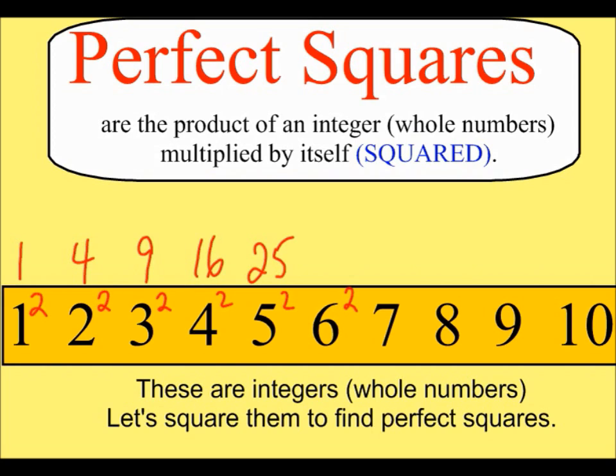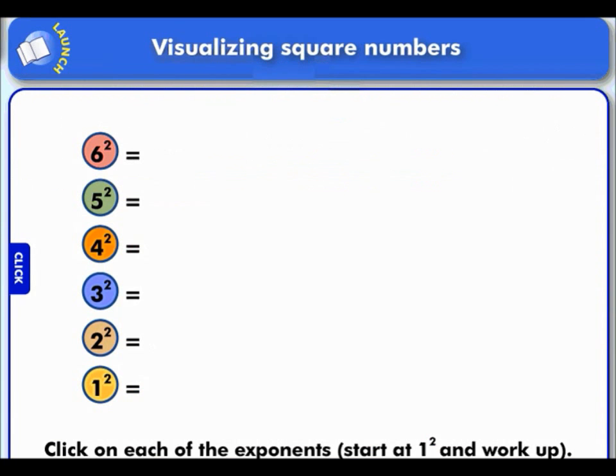6 squared, 6 times 6. 36 is a perfect square. 7 squared, 8 squared, 9 squared, 10 squared. I'm going to square all these numbers. These are all perfect squares. 81 is a perfect square, and 100 is a perfect square. So these are the perfect squares from 1 to 100.